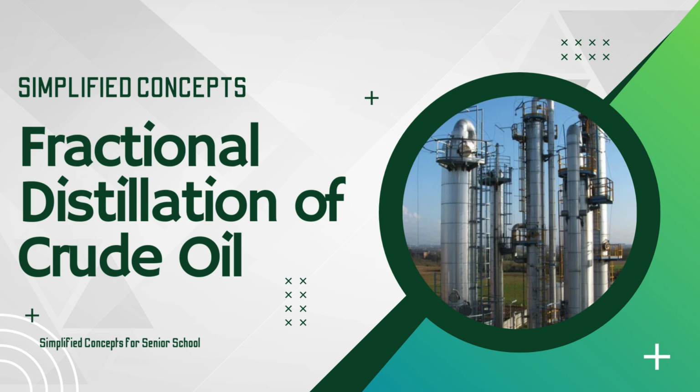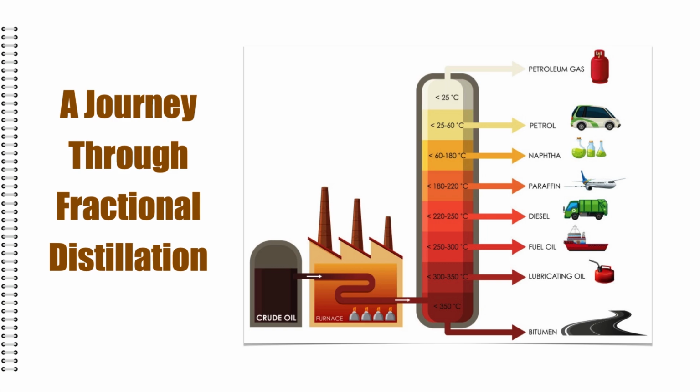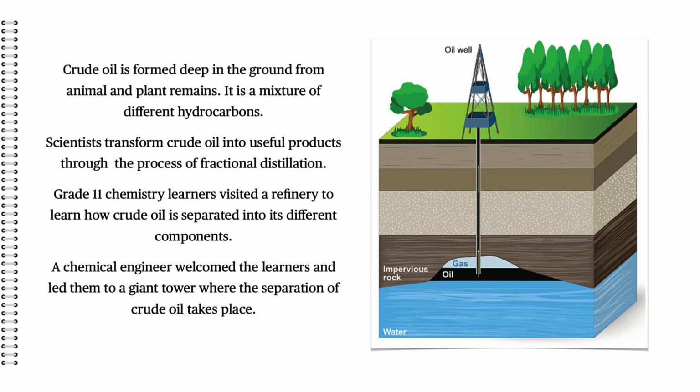We present simplified concepts. In this lesson, we will explain fractional distillation of crude oil. Crude oil is formed deep in the ground from animal and plant remains. It is a mixture of different hydrocarbons. Scientists transform crude oil into useful products through the process of fractional distillation.